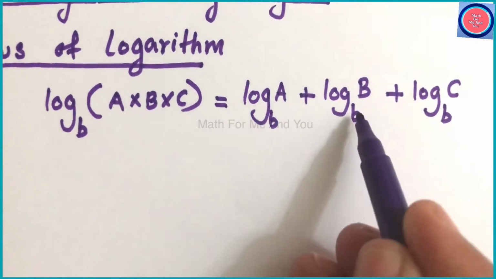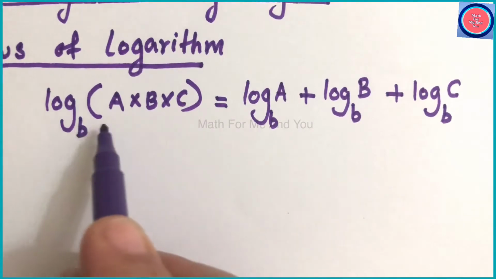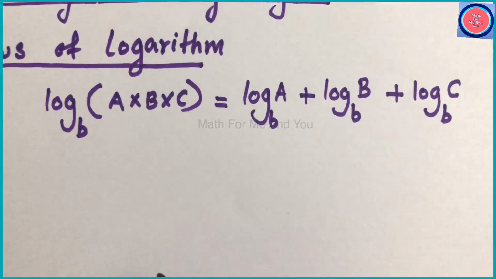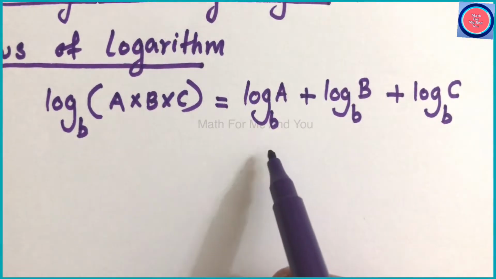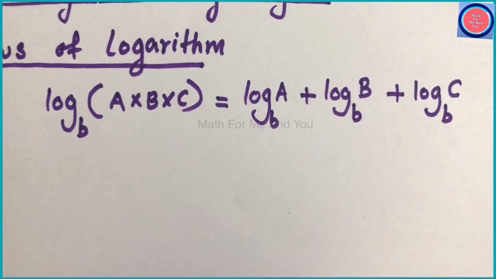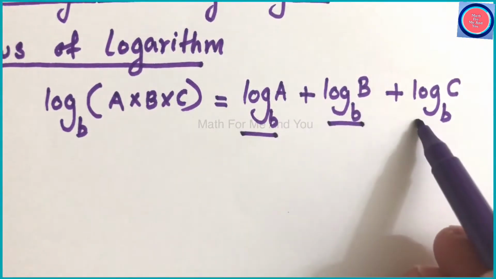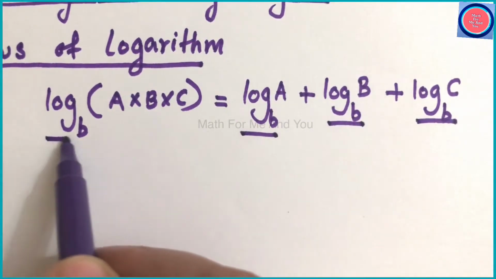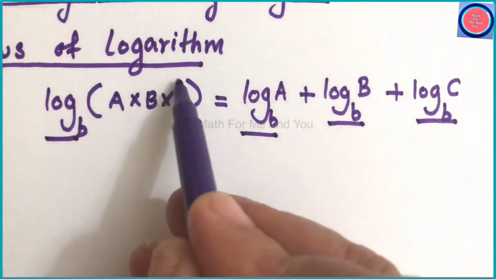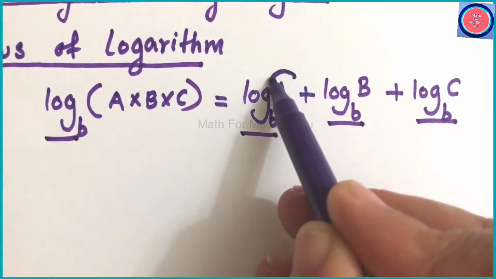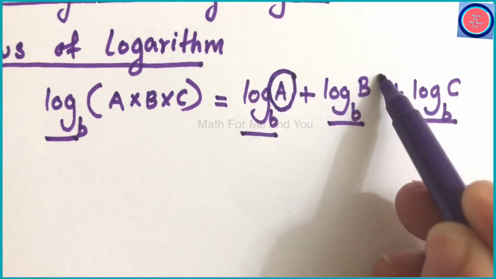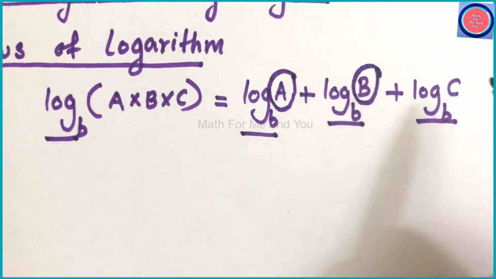When we start reading from right to left, we can see the left side, log of a times b times c. From here itself we understand how to write a single logarithm. From the 3 terms, we collect log with base b and write it one time. After that, open a bracket and write all the other terms inside the bracket, that means a, b and c.